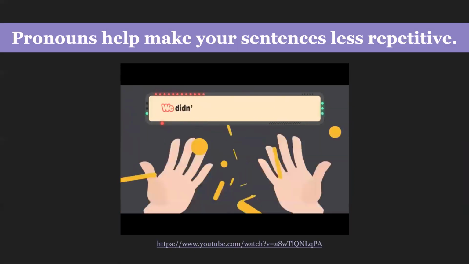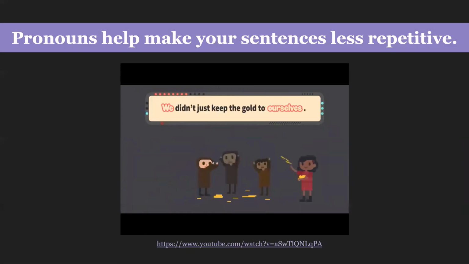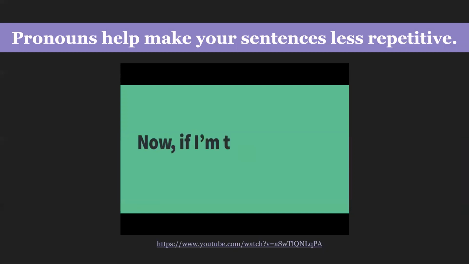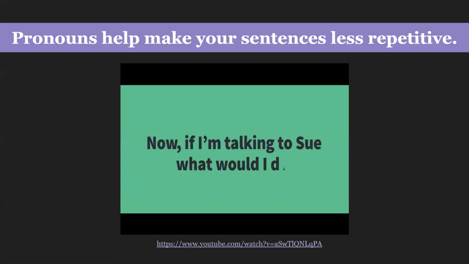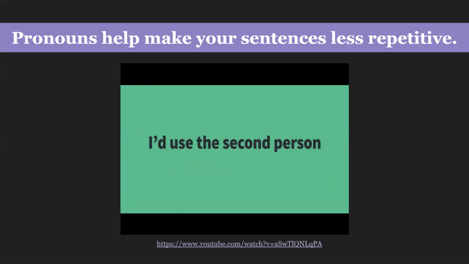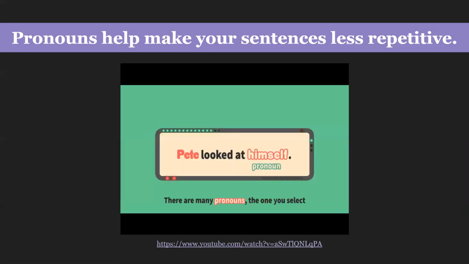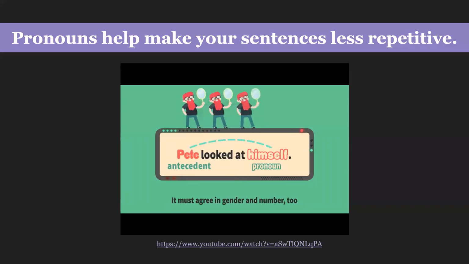We didn't just keep the gold to ourselves, it wasn't just ours, so we spread the wealth. Now if I'm talking to Sue, what would I do? I'd use the second person and say you. There are many pronouns, the one you select must agree with the antecedent you select. It must agree in gender and number too, and it must agree in point of view.